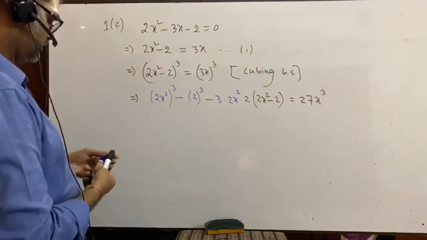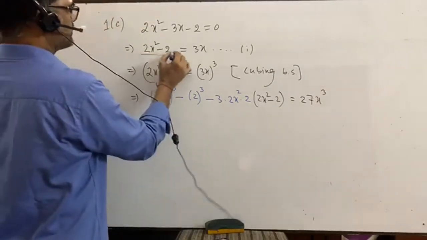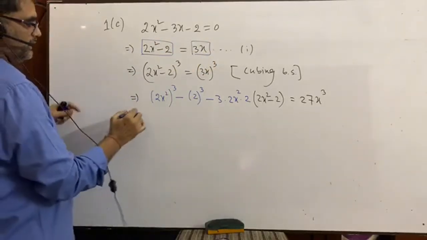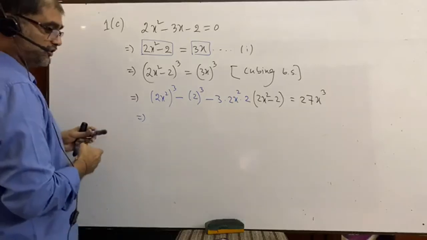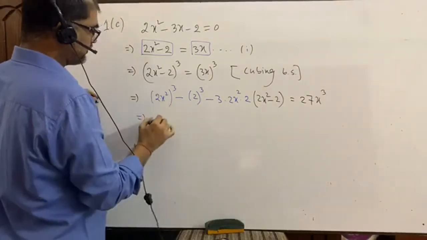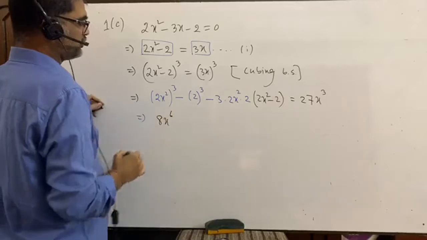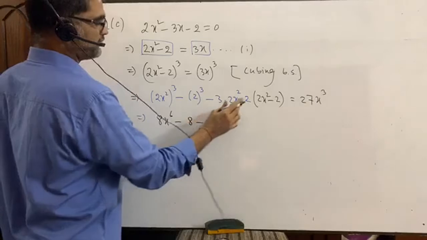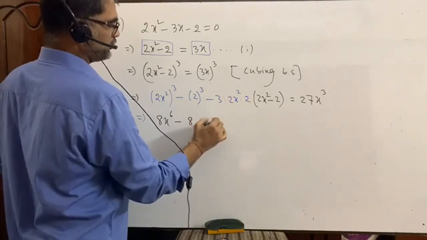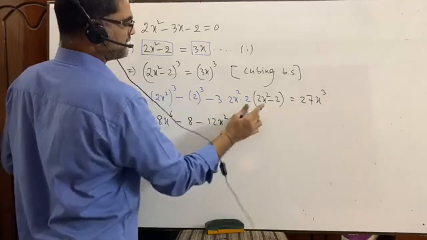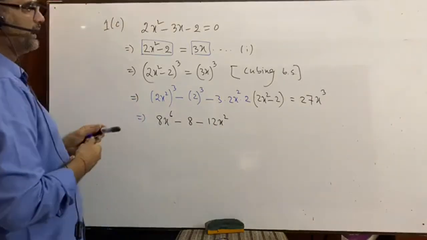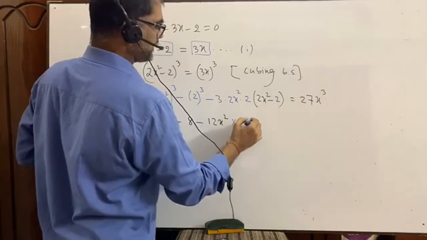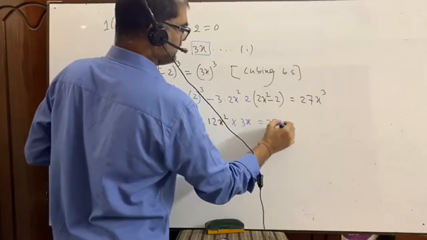Now in equation number 1, we have got its value as 3x. It will be used here. Now you write down, 2x square whole cube means what? It is 8x to the power 6, minus 8 minus 2 to the 4, 3, that is 12x square. And what is its value? Its value is given in equation number 1 as 3x. Write down into 3x, that is 27x cube.